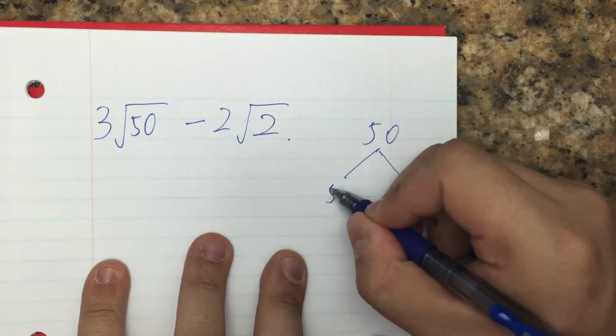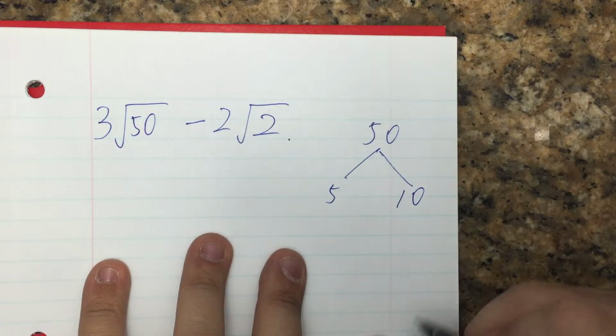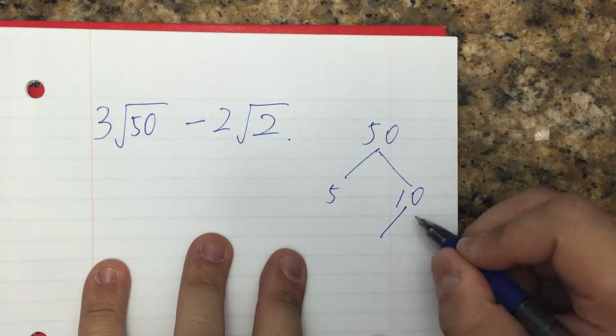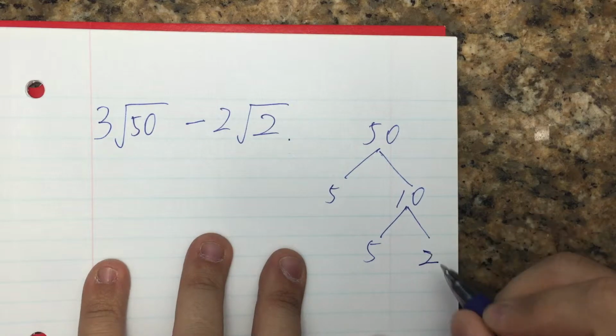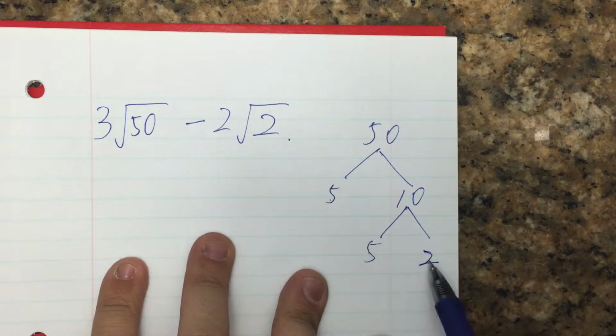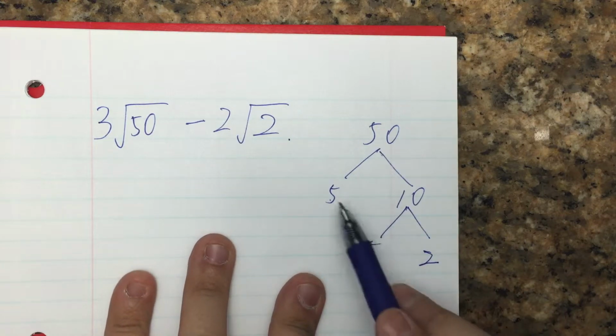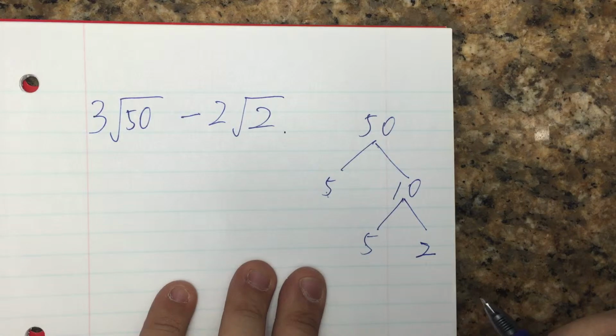Well, as I see, 5 times 10, and 10 equals 5 and 2. All of them are prime numbers. 5 times 5 times 2 gives me back 50, and all of those are prime numbers.